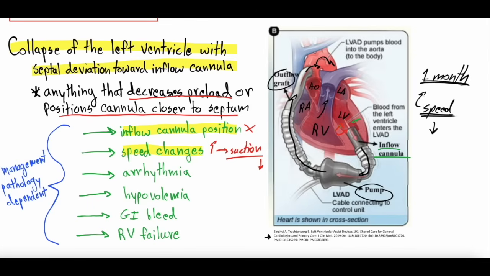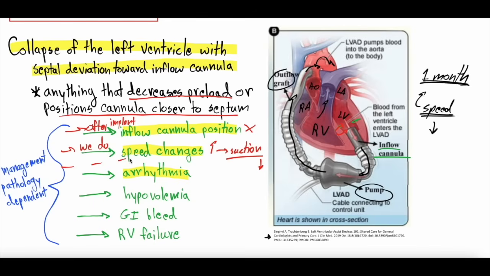Arrhythmias, particularly ventricular arrhythmias, can cause suction events. This would be kind of a new pathology, right? So inflow cannula, this is something let's say after implantation, so right away, right? Speed change is something we do. We change the speed. So these are kind of hints. If it's right after the implant, it could be inflow cannula position. If we have changed the speed and you get suction events, probably the speed change.